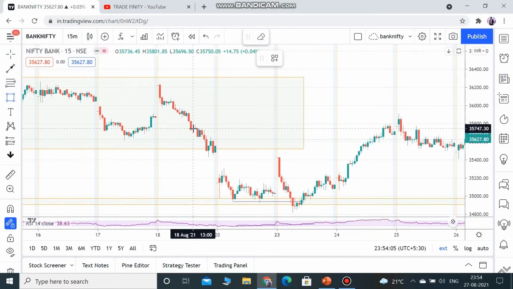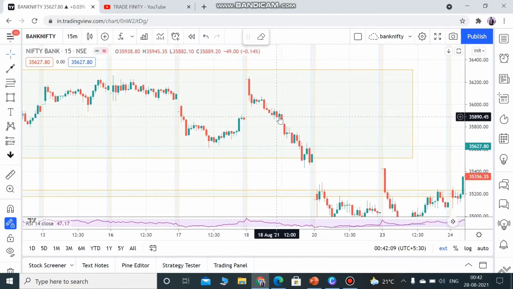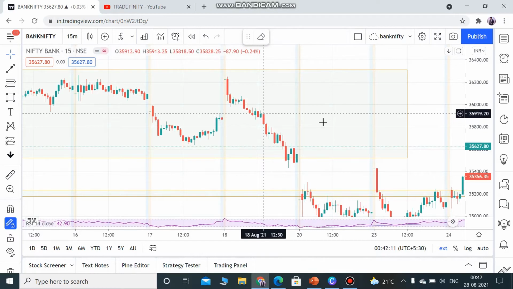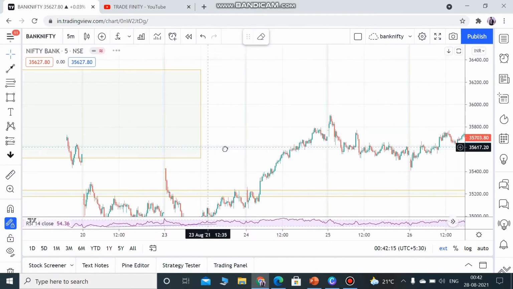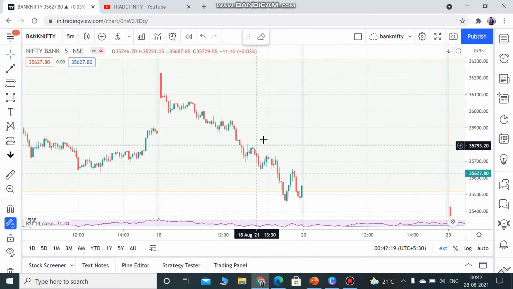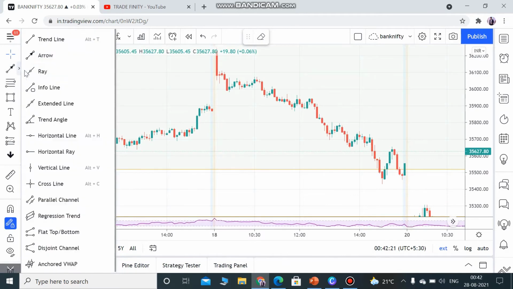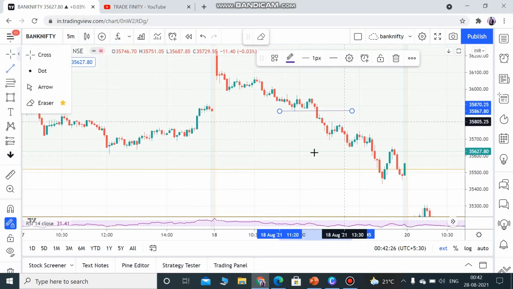I'll be marking any of this. There's a lot of consolidation, right? This candle is particularly very interesting. So what I'll do is I'll go a little on a smaller time frame also. You can see on that time frame, but what I'm basically showing you here is there's a lot of consolidation area till here, right?